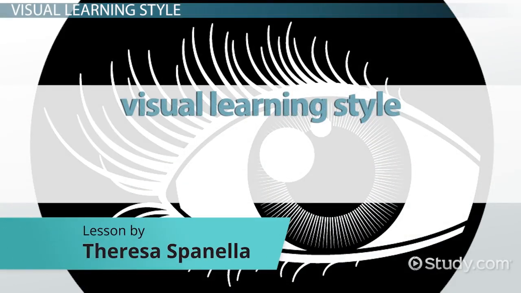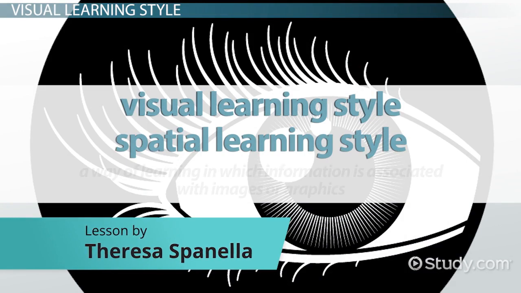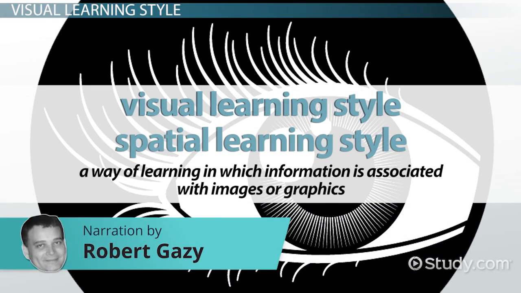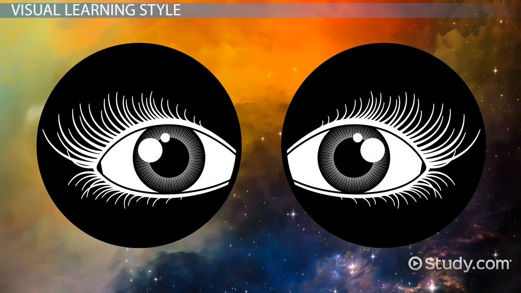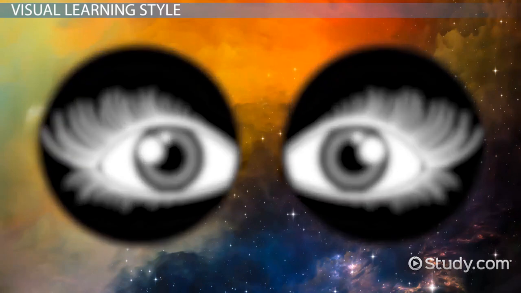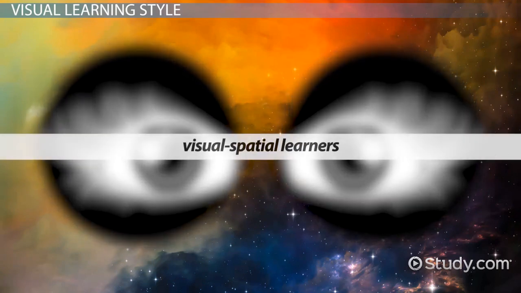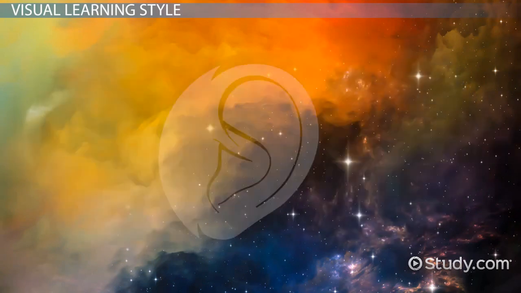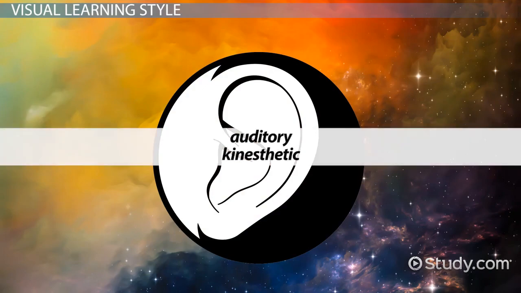The visual learning style, often referred to as the spatial learning style, is a way of learning in which information is associated with images or graphics. This learning style requires that learners first see what they are expected to know. People with this kind of learning style are often referred to as visual spatial learners. Other learning styles are auditory and kinesthetic.